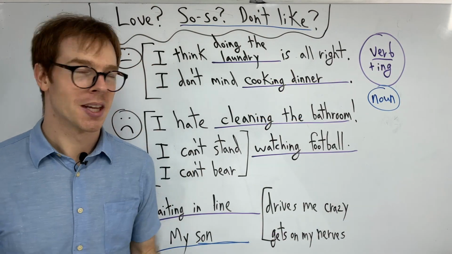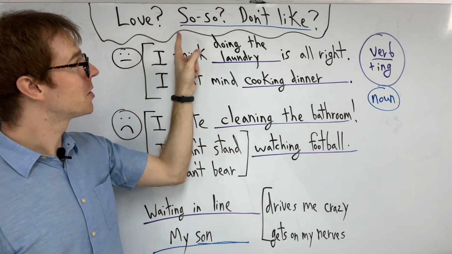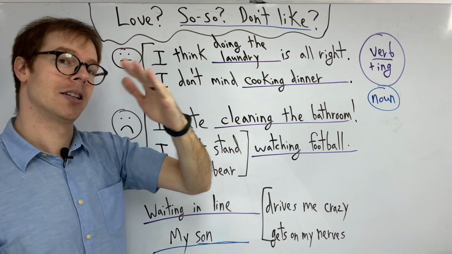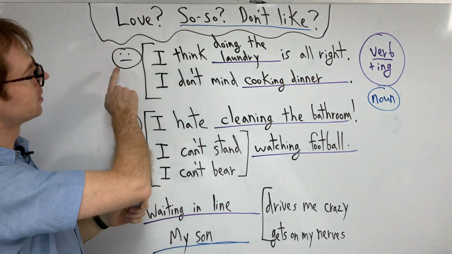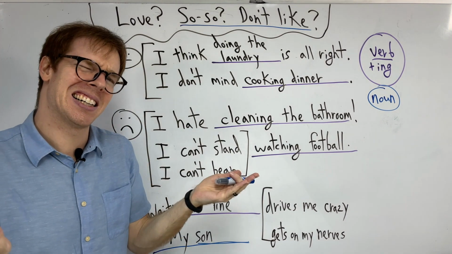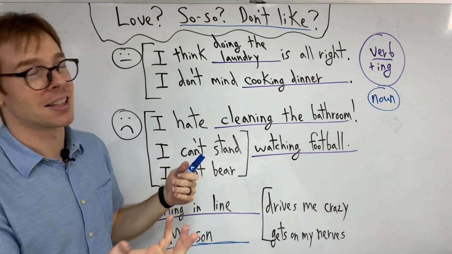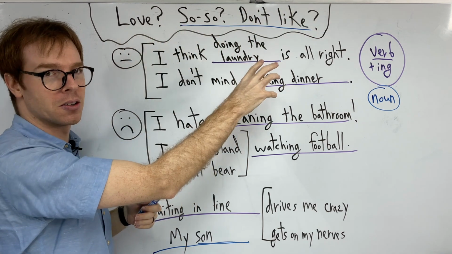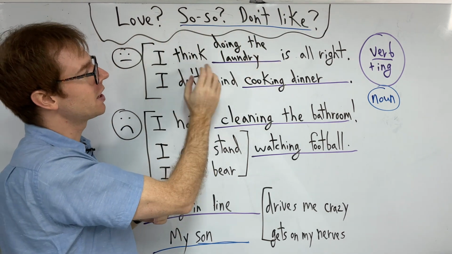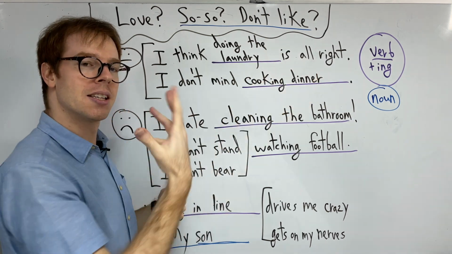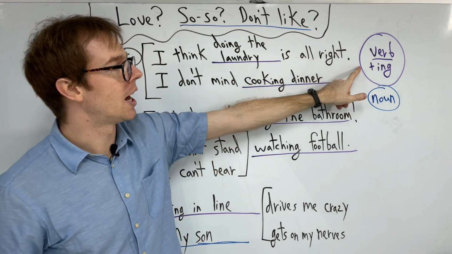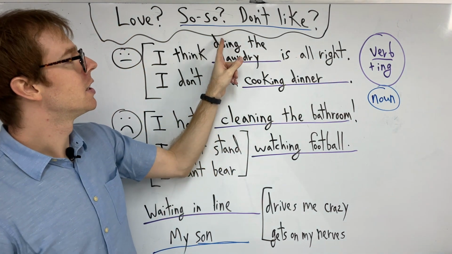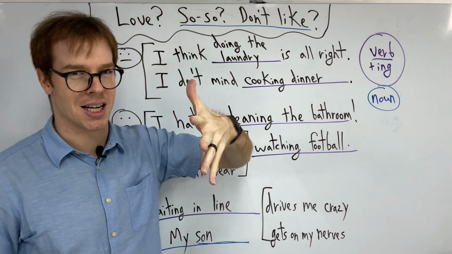Okay, part two. So we did love. Now we're going to do so-so and don't like. So first, so-so, this guy, he's like, it's just okay, right? Love, no. Don't like, no. Right in the middle, I will say, I think is all right. Same as before, we can use ing. I think doing the laundry is all right.